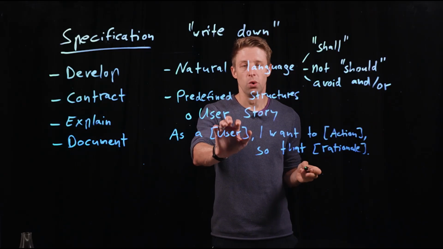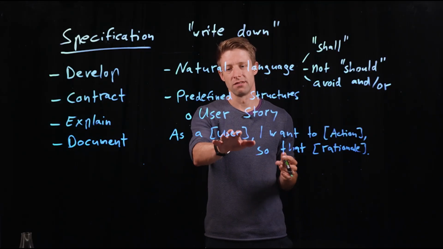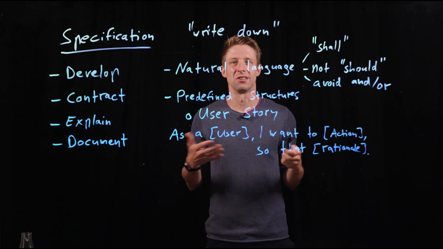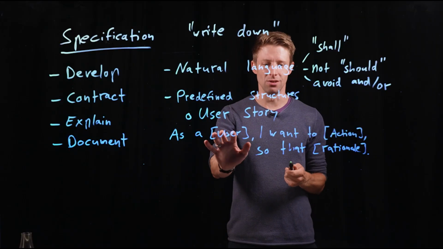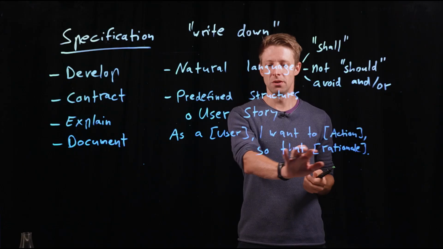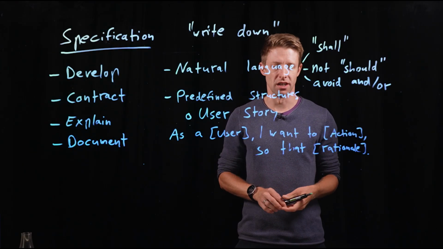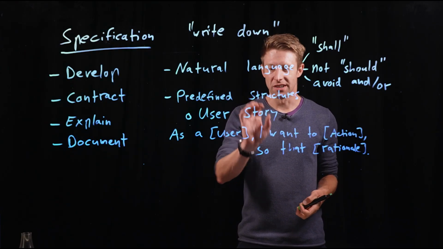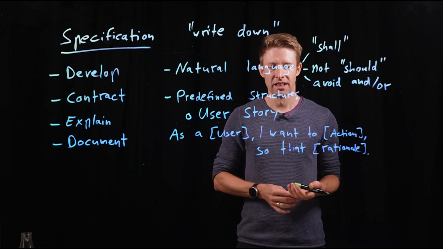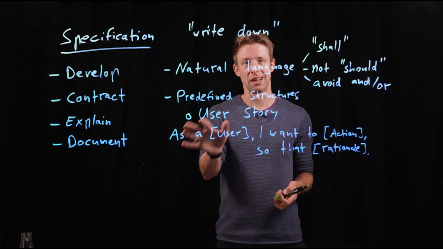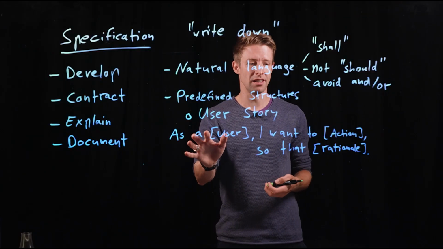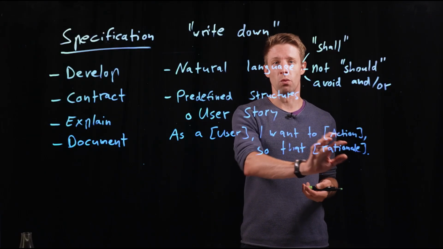So you insert who is the actor, and especially user is a bad term because you might have lots of different kinds of users. So who exactly needs to do this? What do they want to do? And why? What's the rationale? And the good thing with this is it's very brief. It's not very long. It's very clear who the stakeholder is, and that can be important if you need to better understand it. And it's also very clear why we need something.